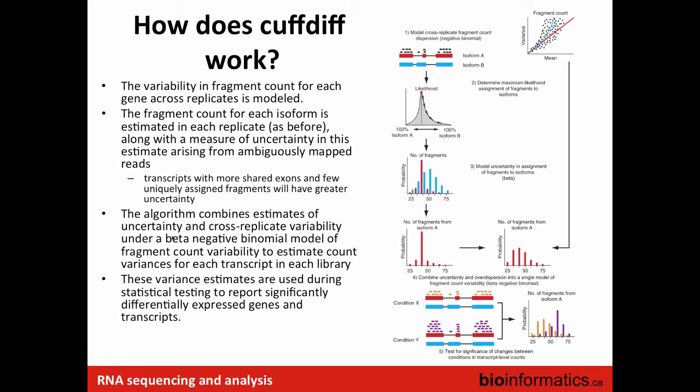But there's also this concept of kind of confidence in the expression estimate. So the fragment count for each isoform is estimated in each replicate as before, but there's also this measure of uncertainty in the estimate that has to do with the nature of the alignments. If you're looking at two transcripts that have a lot of shared exons and very few unique features where there are uniquely assigned fragments, you're going to have more uncertainty.